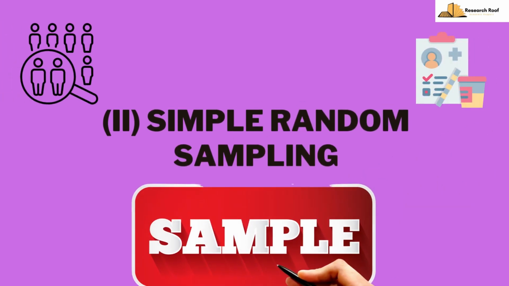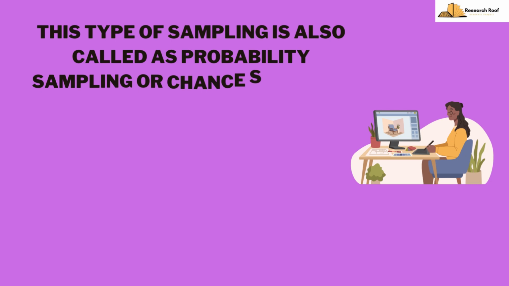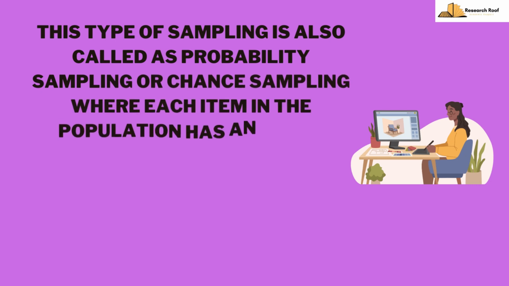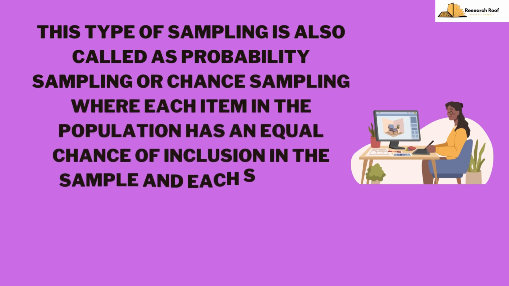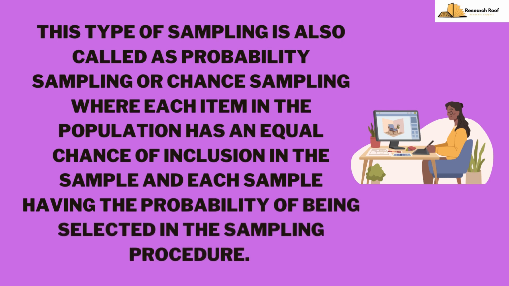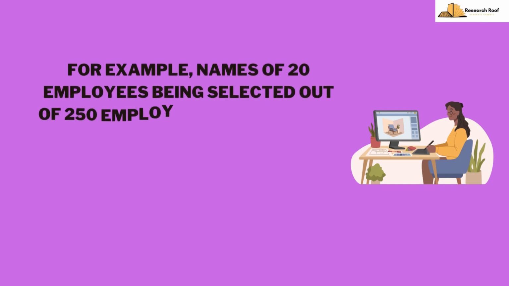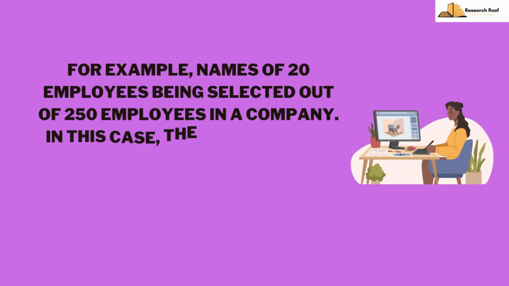2. Simple random sampling. This type of sampling is also called probability sampling or chance sampling, where each item in the population has an equal chance of inclusion in the sample, and each sample has a probability of being selected in the sampling procedure. For example, names of 20 employees being selected out of 250 employees in a company.